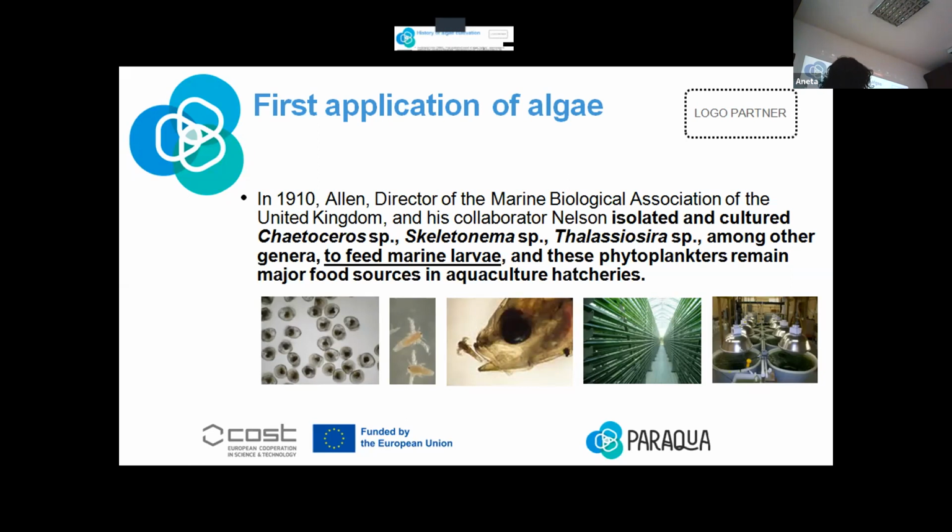And then they are used for feeding of zooplankton that is used for fish larvae feeding. Besides this, we are also using it for broodstock in the hatcheries, shellfish or bivalve broodstock in the hatcheries.